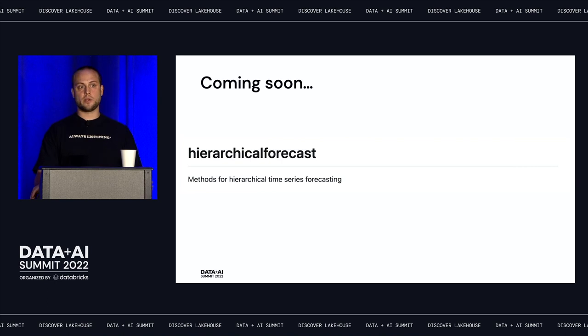Coming soon, we're going to be releasing a hierarchical forecasting library that helps aggregate the forecasts coherently, which is very important for specific use cases. Imagine you are trying to forecast at an SKU or product level, and then at a channel level, and then at a country level. And if those forecasts don't add up, you end up having supply chain difficulty.